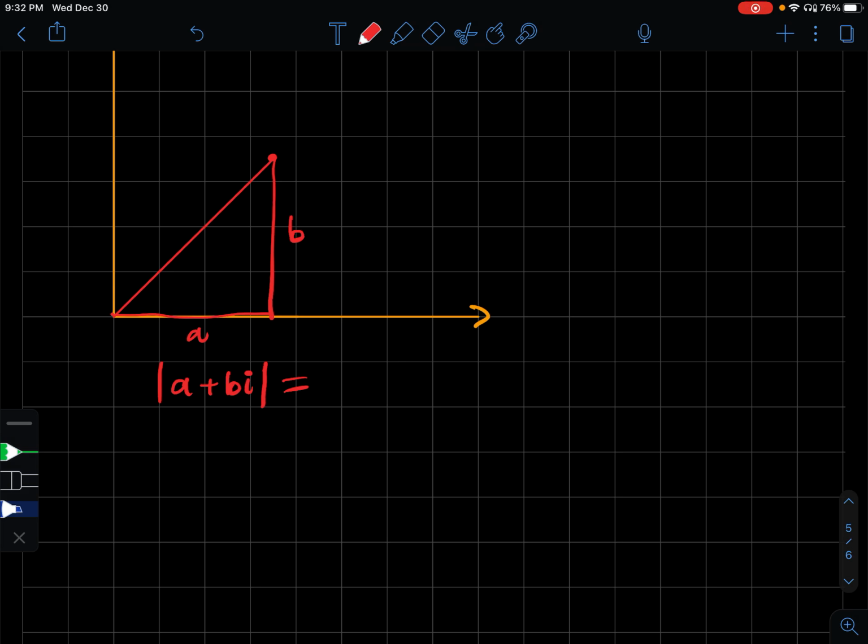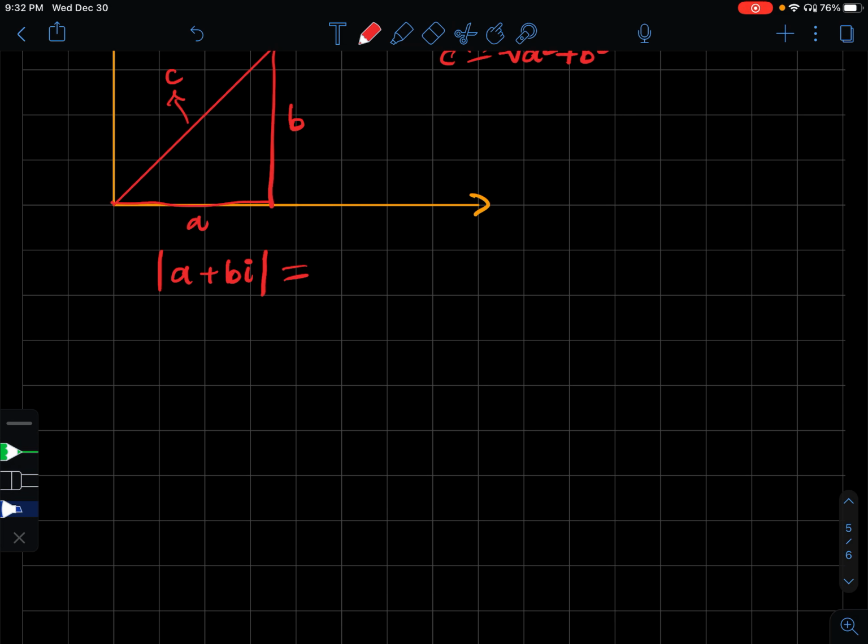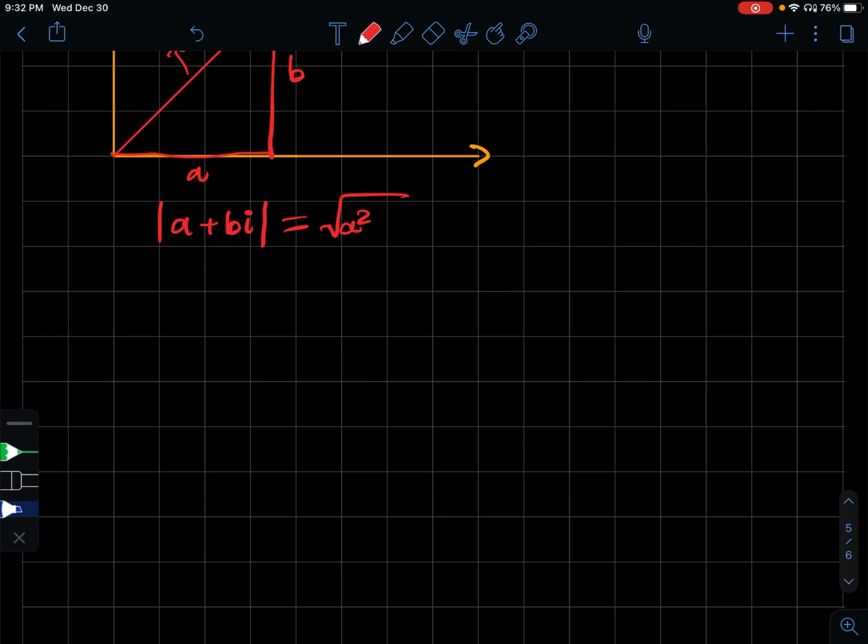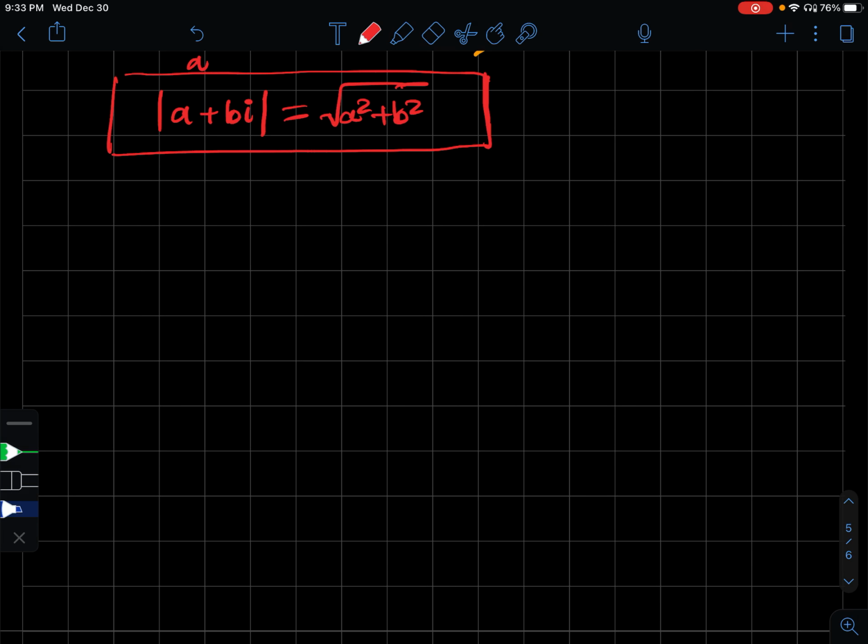So if you want to find this length, if we call it C, then you know C is the square root of A squared plus B squared by the Pythagorean theorem. Therefore, this length here is the square root of A squared plus B squared. And this is pretty much the distance formula on the complex plane. So if you can see the similarities between the complex plane and the Cartesian plane, it's so similar that you wouldn't even realize it just yet. But there's one more thing we have left to do.